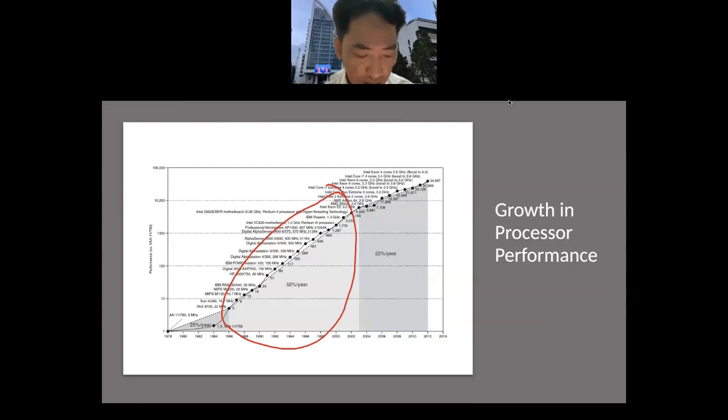But nowadays, it's not that fast. The growth is not that fast now. Nowadays, the growth rate is only about 22%. So it means that if you buy a computer today, next year we expect to have a 1.2 times faster computer.